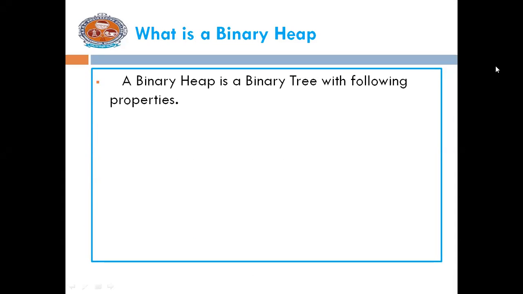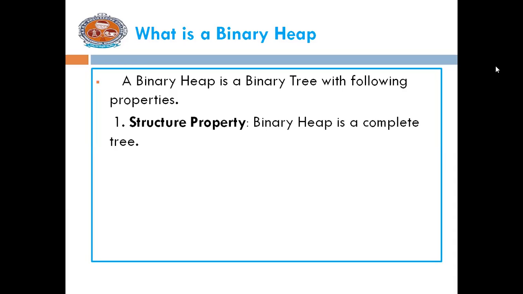Now, what is a binary heap? The binary heap is a binary tree with the following properties. We already know what a binary tree is. In a binary tree, every node has at most 2 children. That means either 0 or 1 or 2 children. So a binary heap is a binary tree with 2 properties.